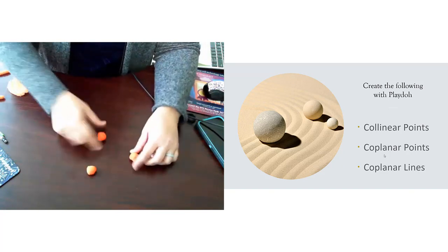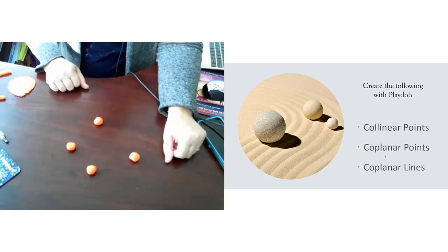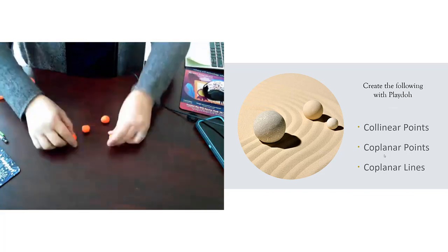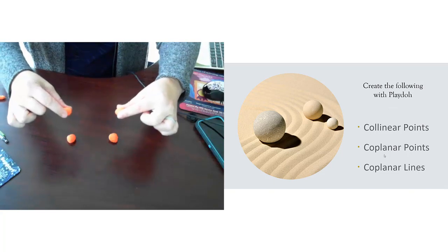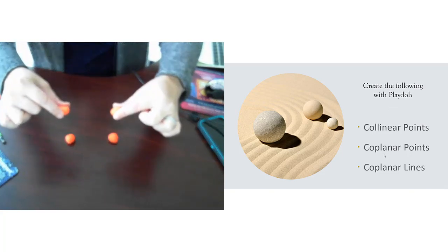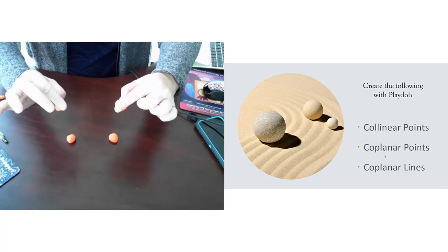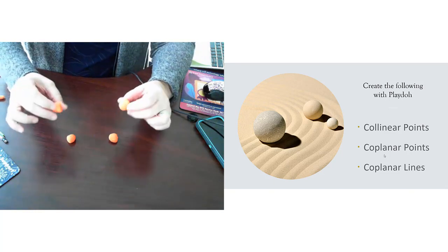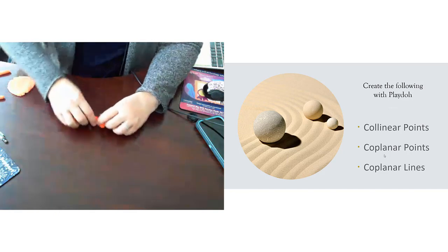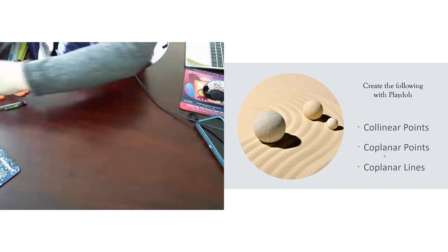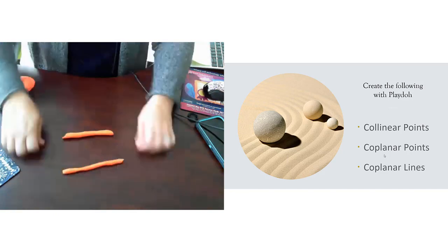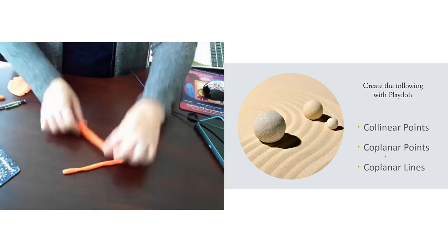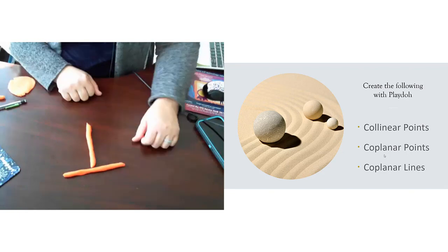Coplanar points means they're all in the same plane. So if you take some points and put them all on the table, they're all in the same plane. Or you could make a vertical plane by holding these above them, and the plane would be like up. So this physical manipulation of the Play-Doh really helps the students understand what those are. And then coplanar lines would be 2 lines in the same plane, whether or not they cross or if they're perpendicular.